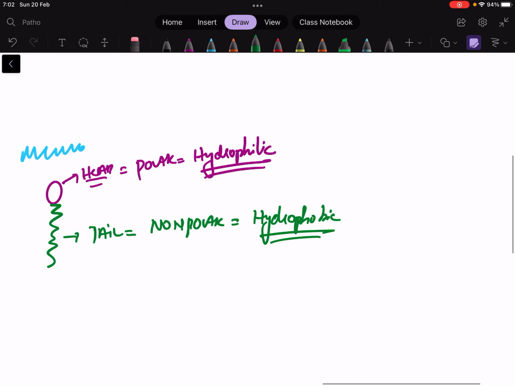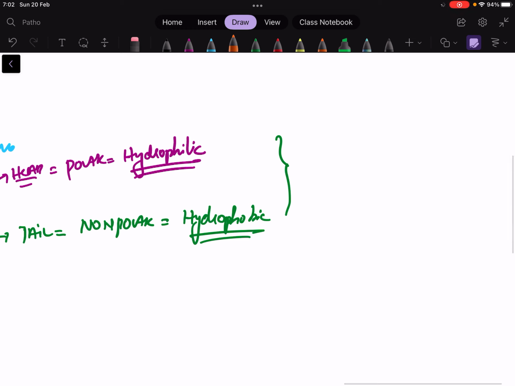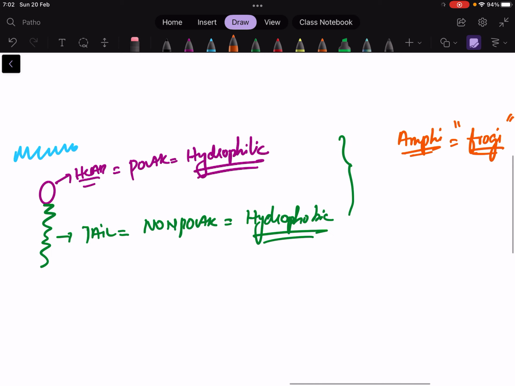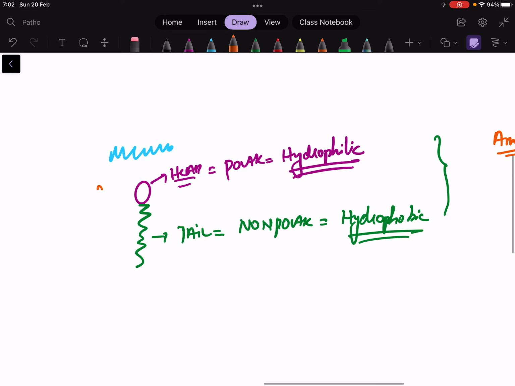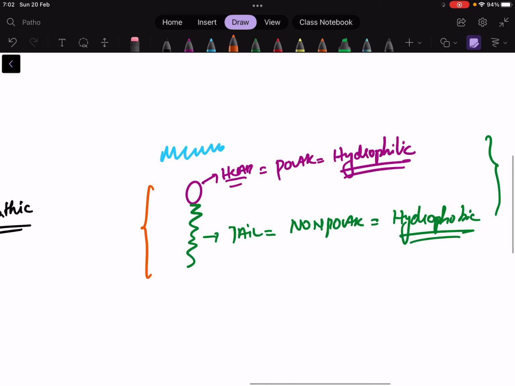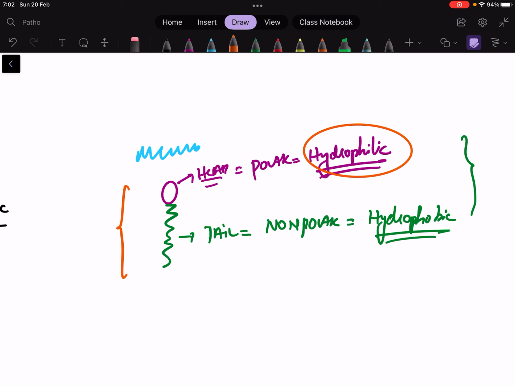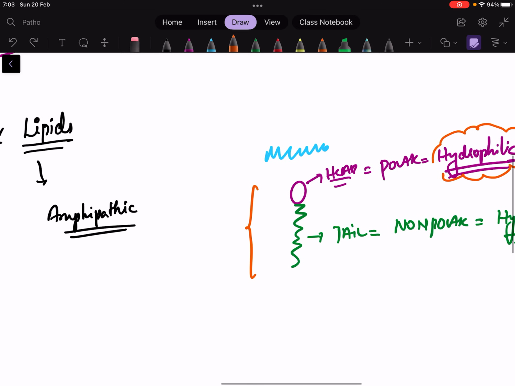Now this type of arrangement, where do you see it? This is normally seen in amphibians, like frogs. Frogs can live on water, and not only that, they can live on land, hence they are called amphibians. Similarly, this lipid is called amphipathic lipid because it not only loves water, it also hates water. Hence this is called amphipathic lipids.